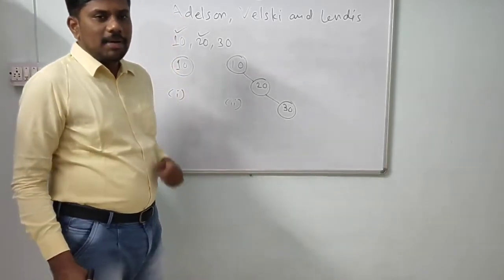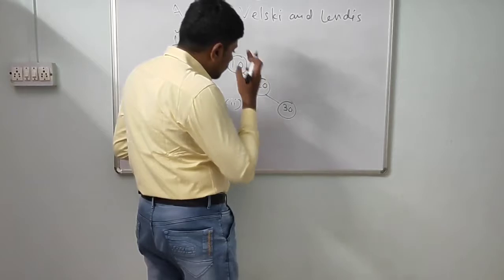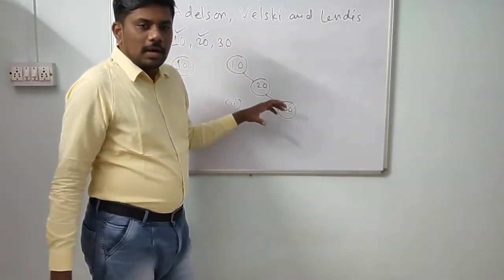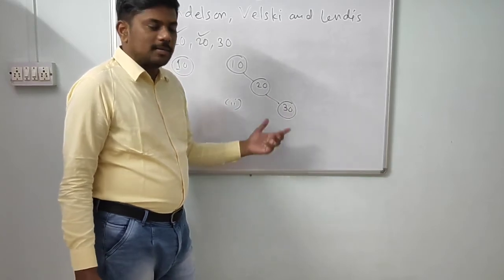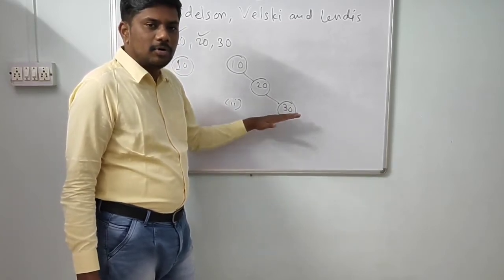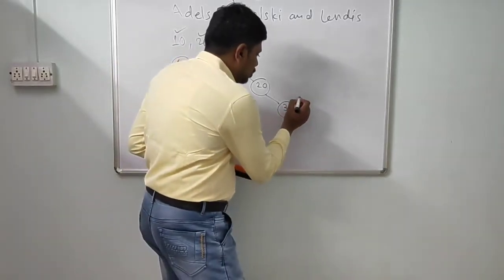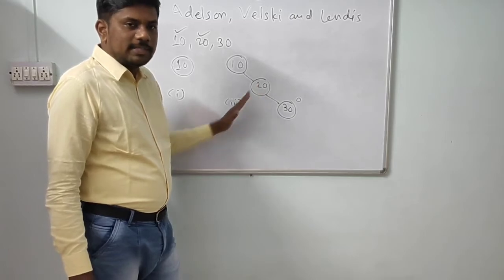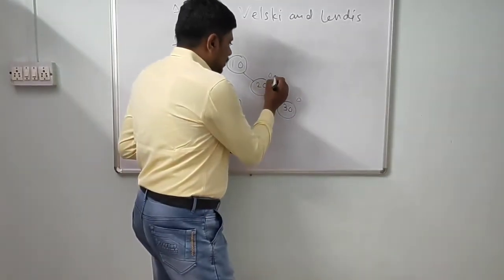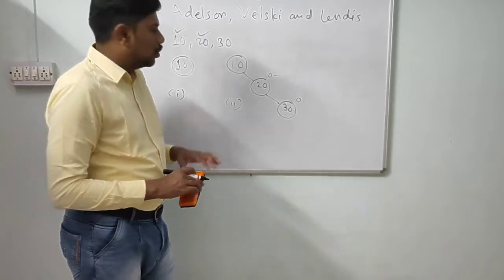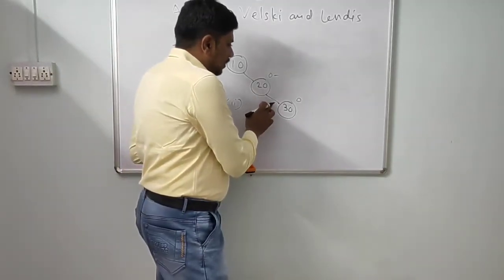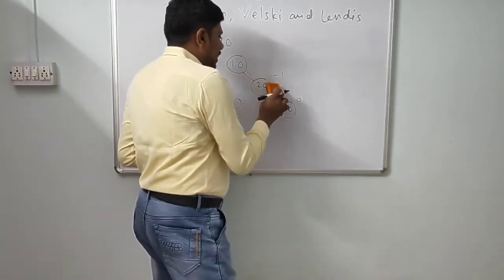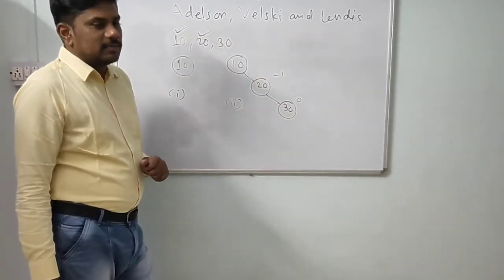But just check the balance factor. What is the balance factor of 30? Balance factor equals height of left subtree minus height of right subtree. There is no left subtree and right subtree for 30, so the balance factor is 0 minus 0, which is 0. What is the balance factor of 20? The left subtree is empty, so 0. The right subtree has height 1. So 0 minus 1, that is minus 1 is the balance factor.